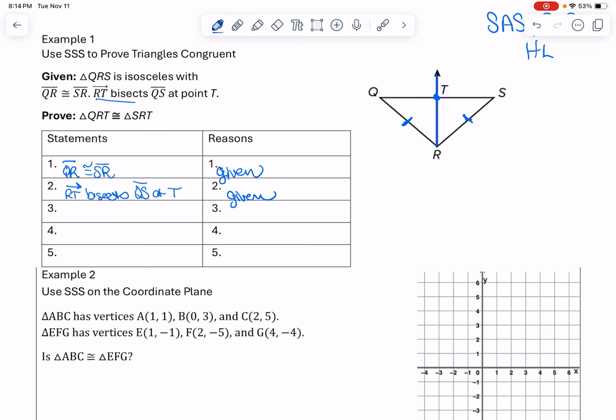Well, what does the word bisect mean? It means it cuts it into two equal pieces. So QT has to be congruent to TS. We'll give them two marks to show that those two are congruent to each other, but not necessarily to QR and SR. So segment QT is congruent to segment TS because we know what the word bisects means.